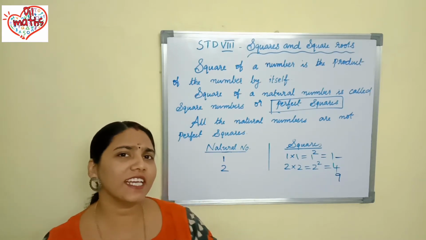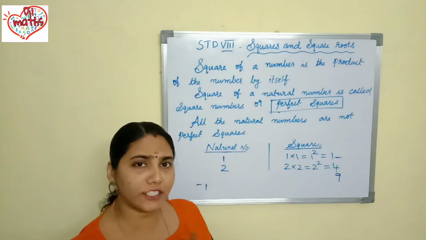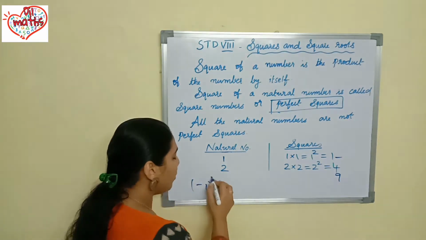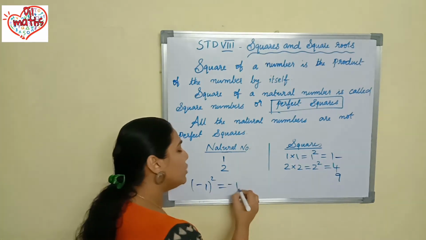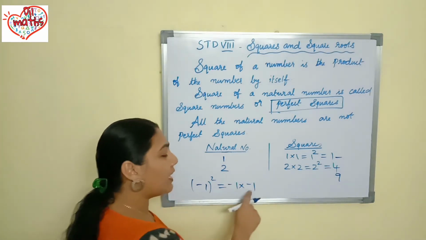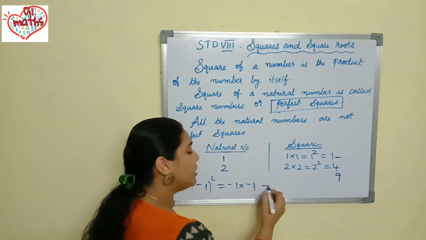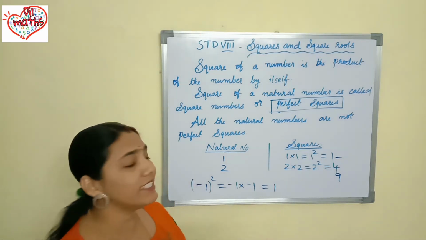Okay. If you are taking the integer minus 1, how will you find out the square of minus 1? Minus 1 square is equal to, you should multiply minus 1 twice, isn't it? That means minus 1 into minus 1 you should do. And if you are multiplying, then what will you get? Minus of minus will become plus, 1 into 1 is equal to 1. Then what you got? Minus 1 square is equal to 1.